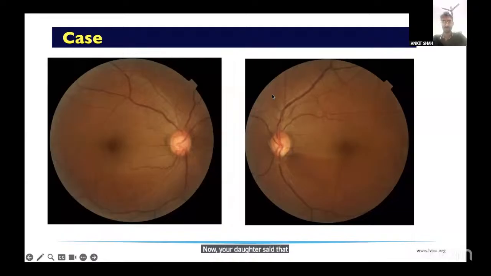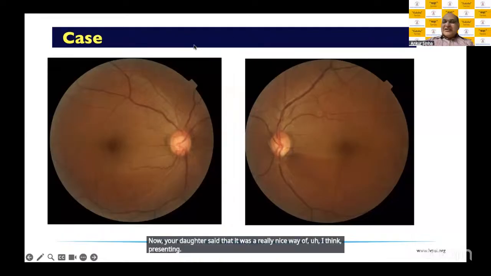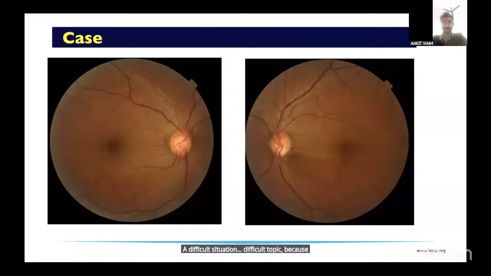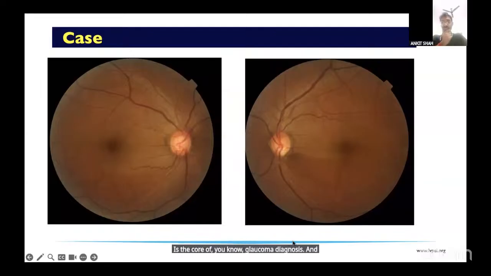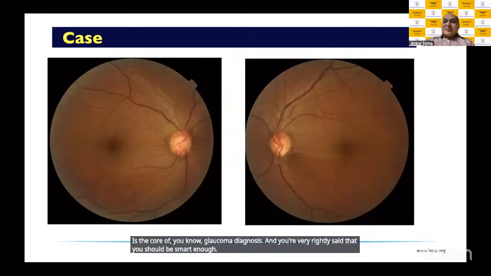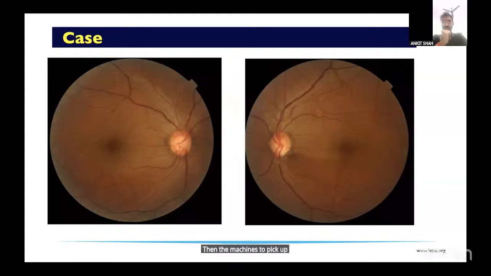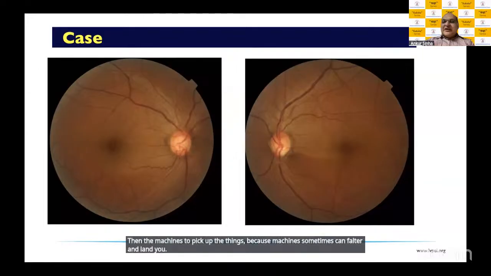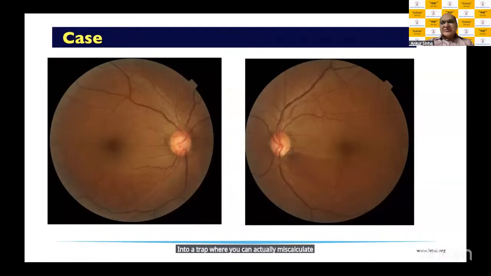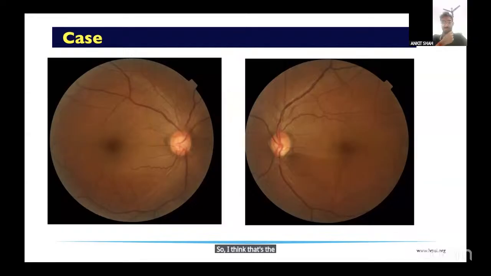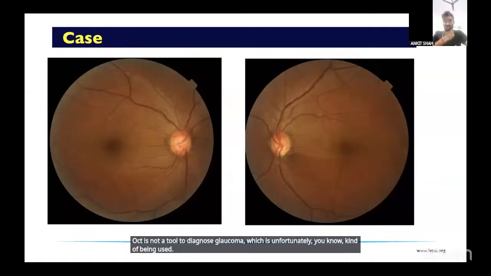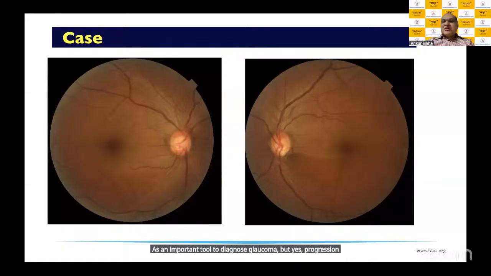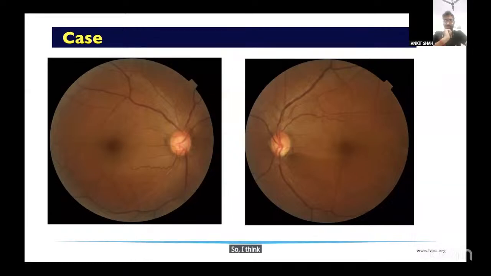Dr. Siddharth, it was a really nice way of presenting a difficult topic, because disc assessment is the one which we all stress is the core of glaucoma diagnosis. And you rightly said that you should be smarter than the machines to pick up the things, because machines sometimes can falter and land you into a trap where you can miscalculate or misfire your clinical judgment. Dr. Siddharth has clearly said that OCT is not a tool to diagnose glaucoma, which is unfortunately being used as an important tool to diagnose glaucoma. But yes, progression we can pick up on OCT. So I think the class is very well taken.